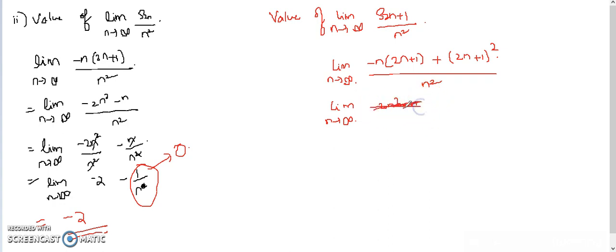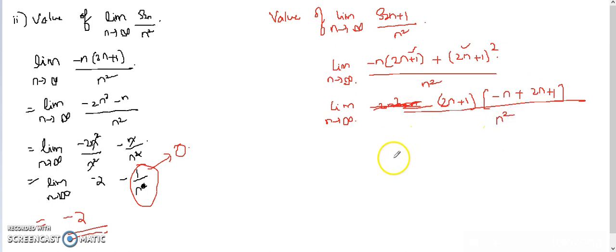I'm sorry, you don't have to do this. I'm going to take out the 2n plus 1 out, common, from both these two terms. So what is remaining in the bracket is negative n plus 2n plus 1, which is divided with n square. So I would get limit n tends to infinity, 2n plus 1 by n square. And in the numerator we have 2n minus n is n plus 1.